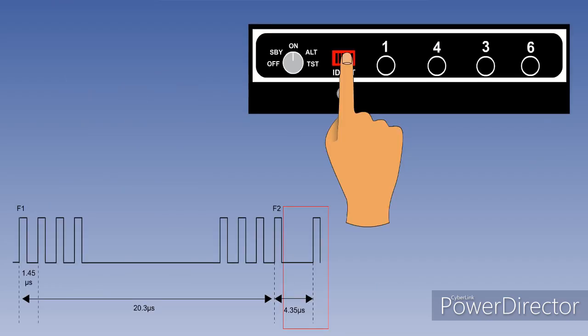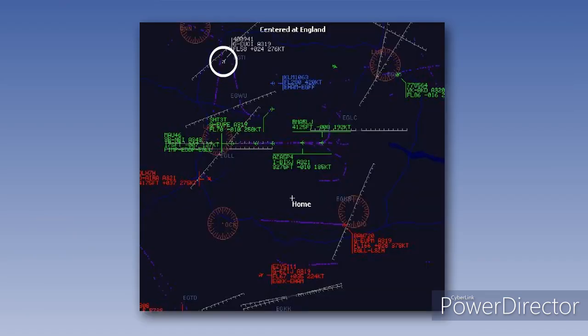To assist the controller in identifying an aircraft, the controller may ask the pilot to squawk ident. The pilot presses the ident button on the transponder, and a further pulse, called a Special Position Identification Pulse, is transmitted 4.35 microseconds after the second frame pulse. This pulse transmits continuously for 20 seconds once the button is depressed, and the indication to the radar controller when this happens is that a ring appears on the screen, encircling the primary return.